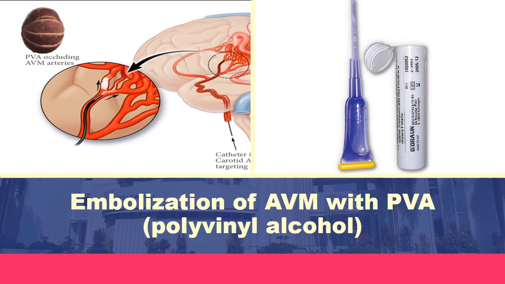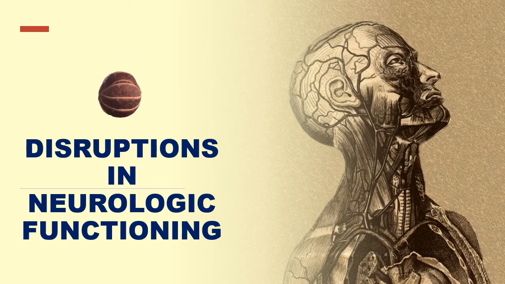Your PVA is polyvinyl alcohol. So class, your embolization of your AVM is done using your PVA. Take note that your PVA is polyvinyl alcohol. That will be the end of our discussion for the disruptions in neurologic functioning for this midterm.